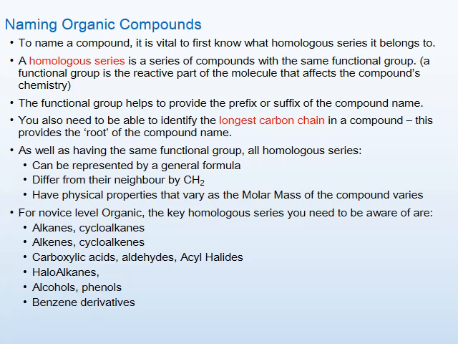All homologous series can be represented by a general formula, differ from their neighbor by CH2, and have physical properties that vary as the molar mass of the compound varies. For introductory level organic chemistry, the key homologous series you need to be aware of are alkanes and cycloalkanes, alkenes and cycloalkenes, carboxylic acids, aldehydes, acyl halides, haloalkanes, alcohols and phenols, benzene derivatives.